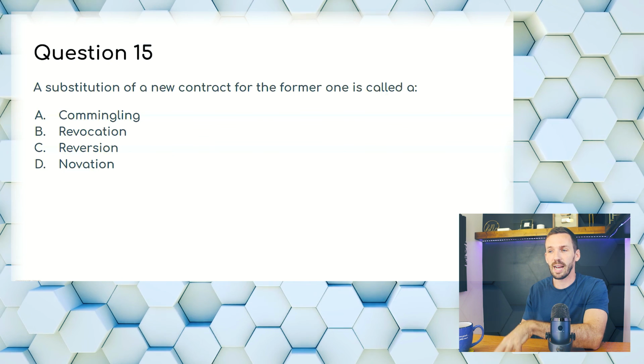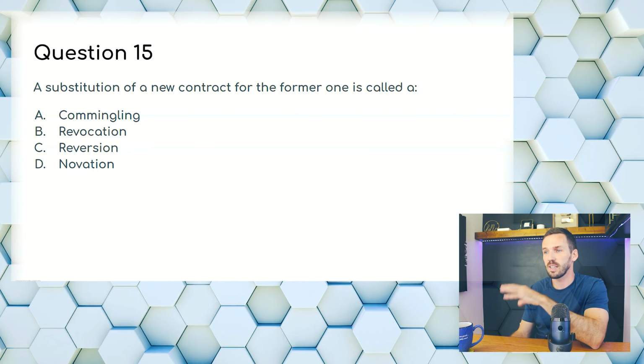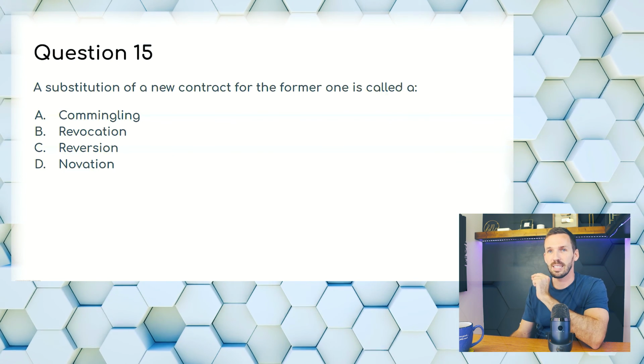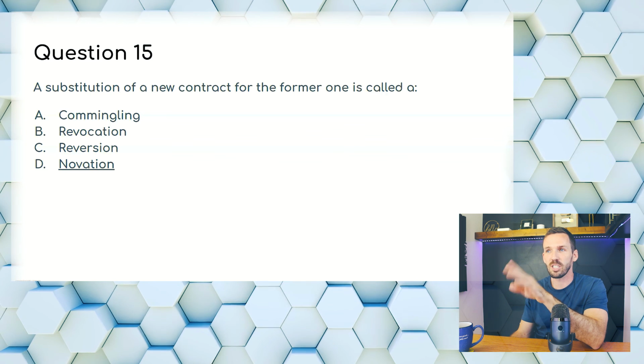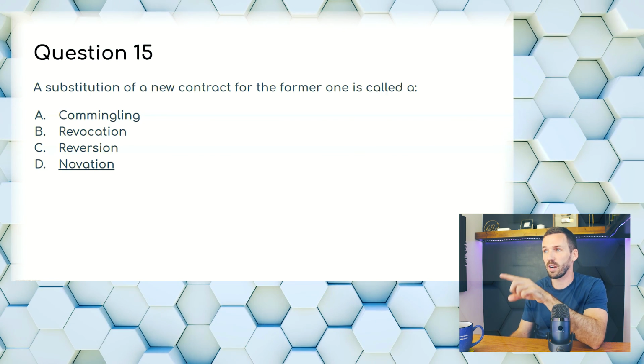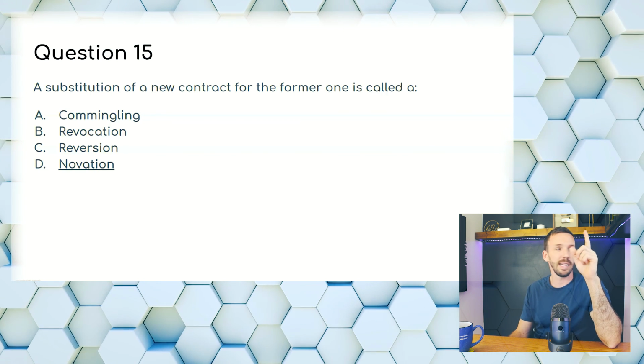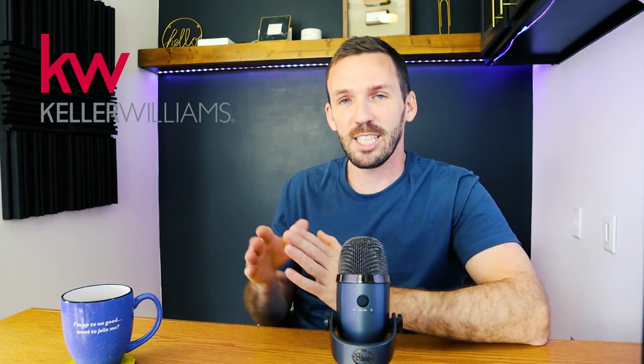Reversion is to return the title. Novation is the answer. The definition is exactly what the question says. Novation is a substitution of a new contract for the former one. Answer is D. That wraps it up for Chapter 9.